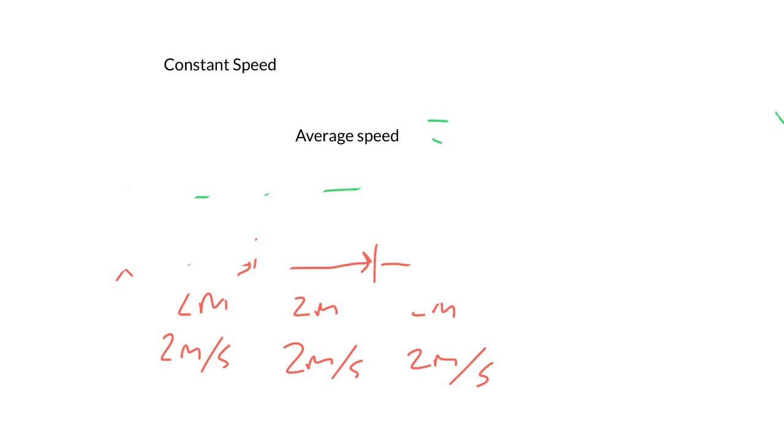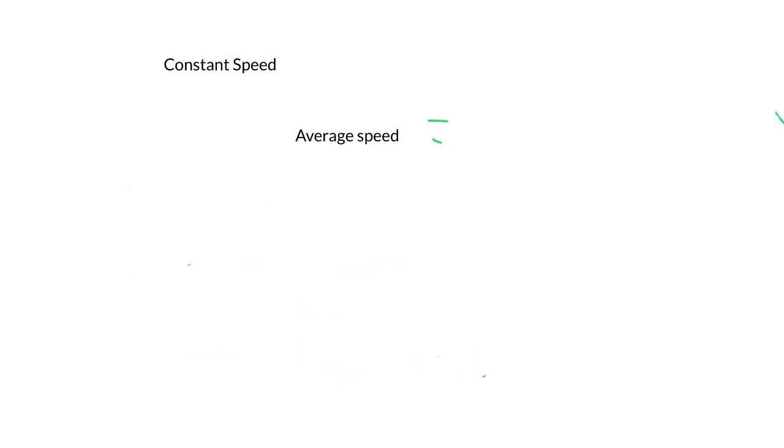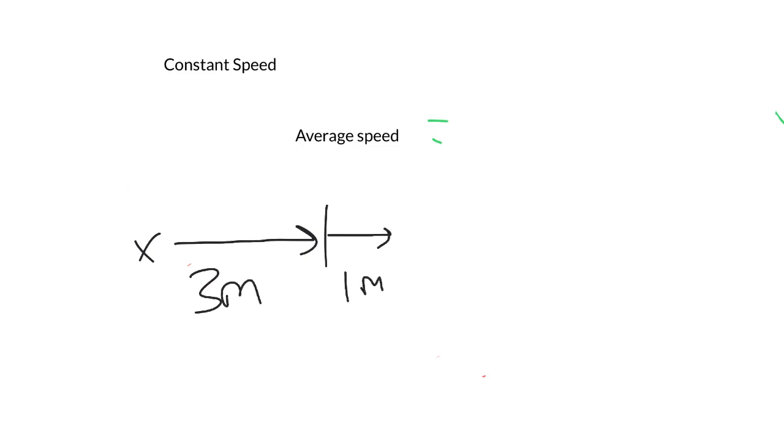But if we took this and we made it, let's say he moved at different speeds. So he goes a long way in the first one. Let's say this is 3 meters in the first second. Then he slows down and he only goes 1 meter in the second. Then he goes 2 for the last one. Let's not change that. Not 2. Let's say he goes 1 again.